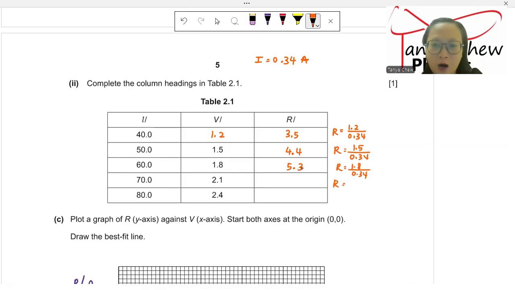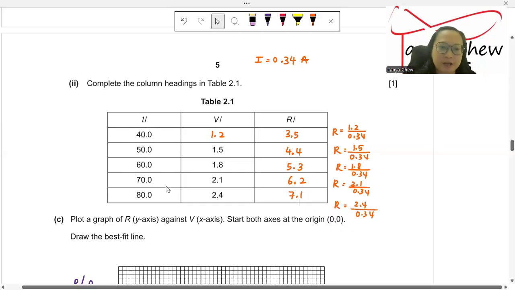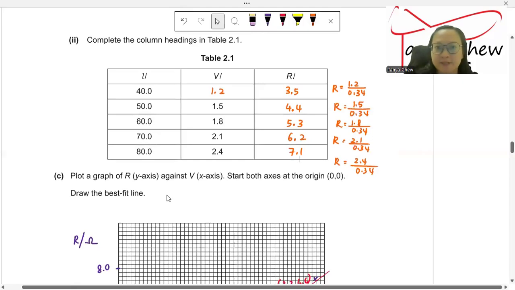And the fourth R, I got 2.1 divided by 0.34, and it is 6.2, two significant figures. And the last R is 2.4 divided by 0.34. That gives you 7.1, two significant figures as well. Now, part C, plot a graph of R, y-axis against V, x-axis. Start both axes at the origin, 0, 0. Draw the best fit line.